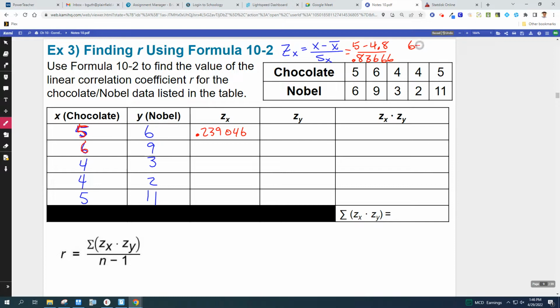So next we would do it for this number 6. And it's going to be 6 minus 4.8 over 0.83666 right there. Do that calculation, I get 1.434274. Round it off to 6 decimals, whatever. Keep going. Do the next one. You're going to get negative 0.956183. Of course, the next one is exactly the same. And then 5, we've already done a 5. We got 0.239046.